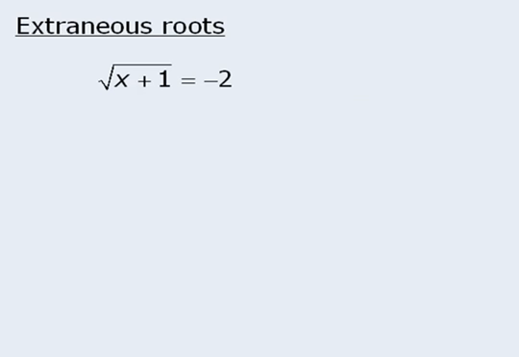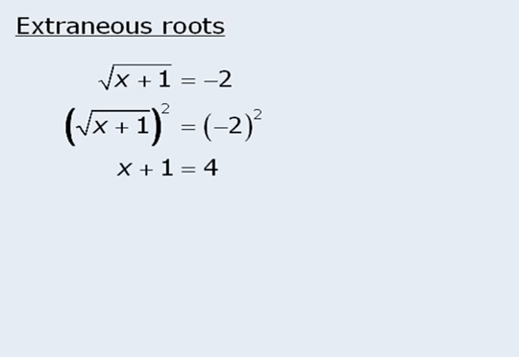However, notice what happens when we try to solve this equation using the same technique we used for the first 3 examples. When we raise both sides to the power of 2, we get x plus 1 is equal to 4, which means that x must equal 3. So even though we already concluded that the equation cannot have a solution, our technique yielded something that looks like a solution.